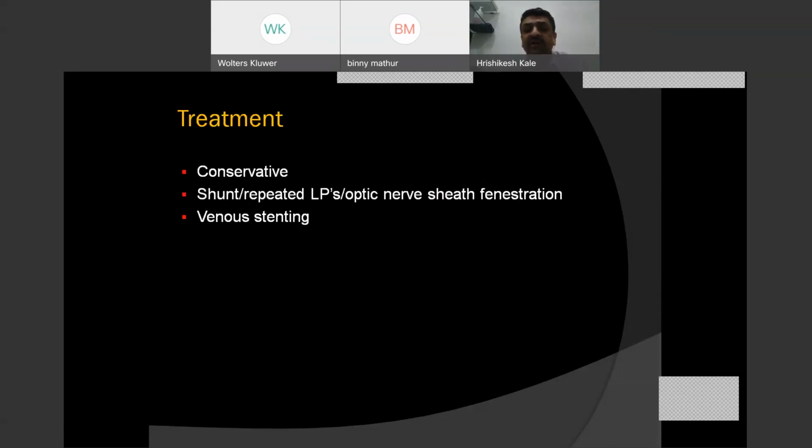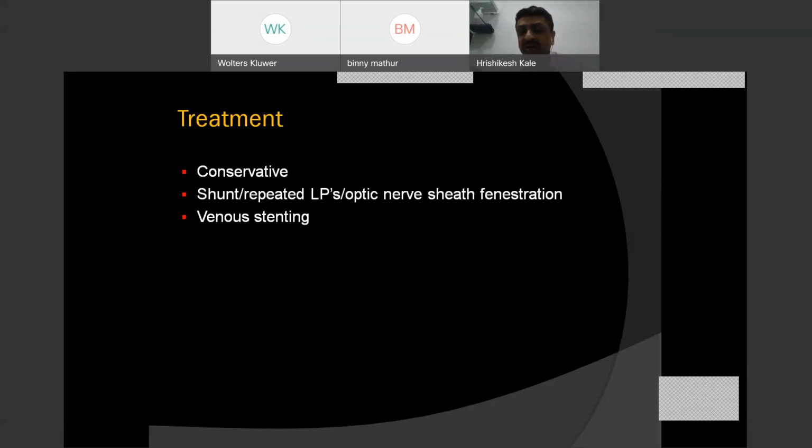So how are these treated? Conservative management. Weight loss is a big one here. Weight loss can really help in treatment of patients with IIH. So what happens?